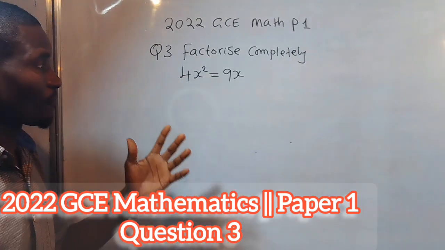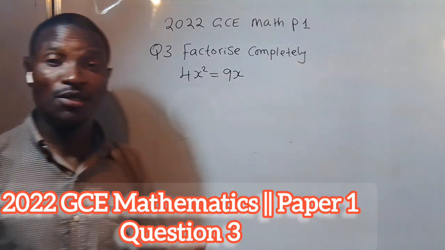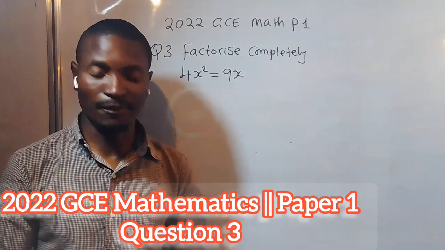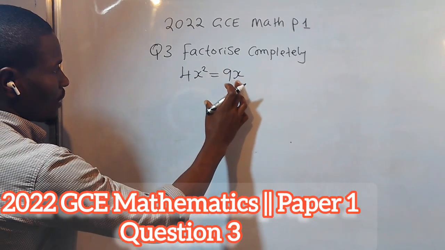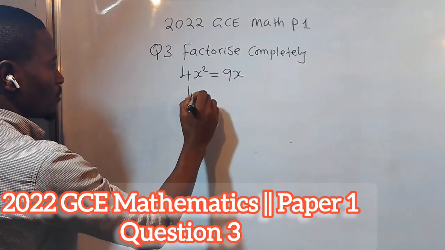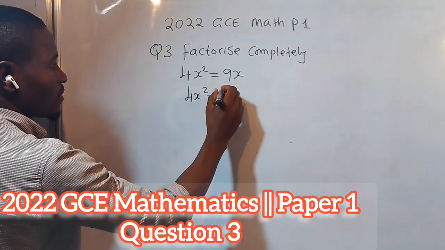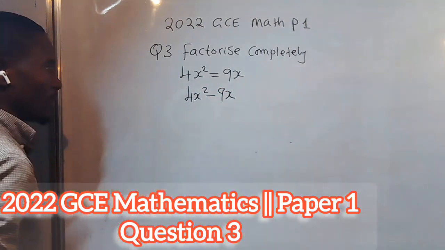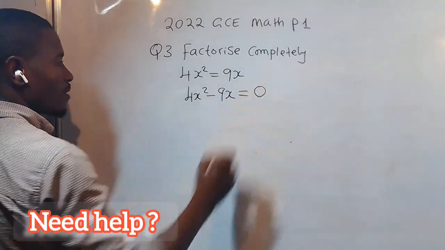So they are saying factorize completely 4x squared equals 9x. Now, some people actually get confused because this is a quadratic equation. So all you have to do is think about isolating this 9x from the right and bring it to the left. So we are going to have 4x squared, which is positive, and once 9x gets over to the left, it becomes negative. And now what remains on the right is just 0.